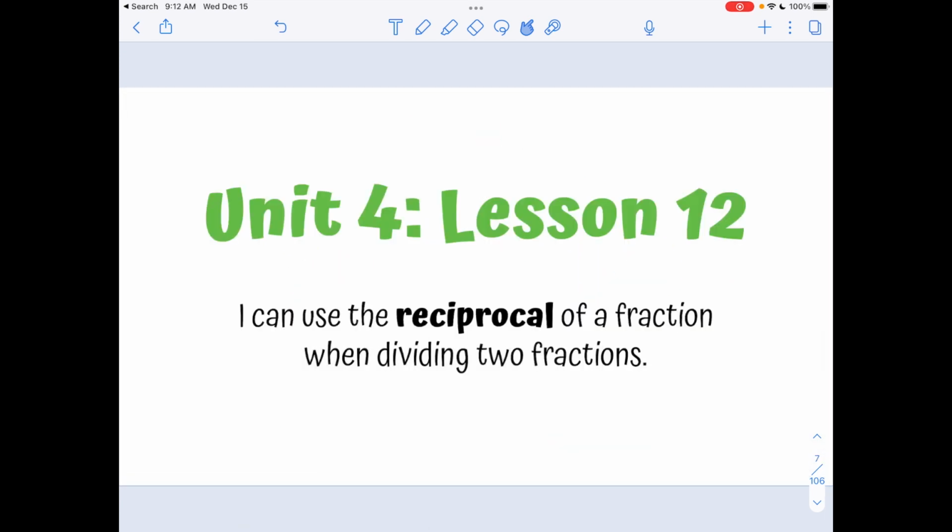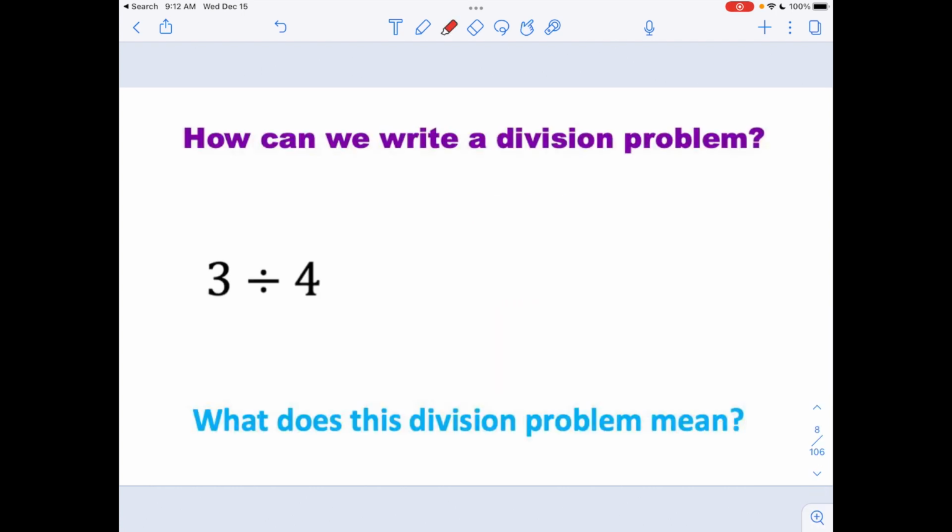Today, lesson 12, our final lesson. I can use the reciprocal of a fraction when dividing two fractions. So I need to figure out what this word reciprocal means. And to do that, I'm going to kind of back up a little bit.